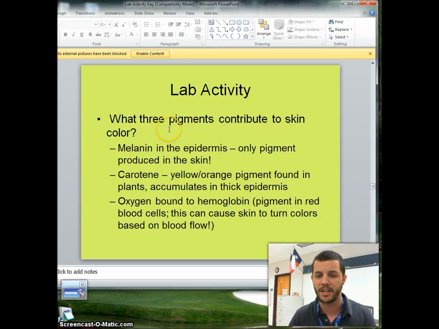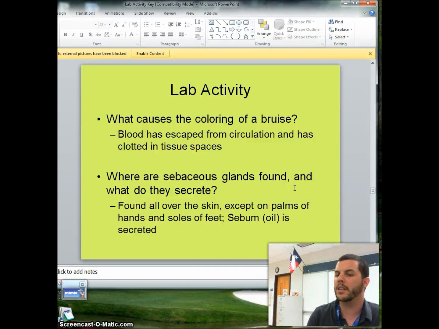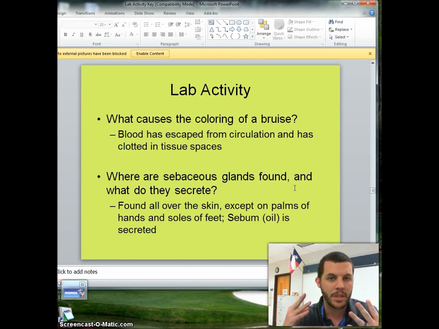Three pigments in the skin. You've got melanin, carotene, and oxygen. Melanin is going to be the only pigment that's produced by the skin. Carotene is found in different plants like sweet potatoes, carrots, all that fun stuff. That gives you a yellowy orange pigment. And then oxygen, which is bound to hemoglobin, can give you kind of a reddish pinkish color. Now, we want to know what causes the coloring of a bruise. When blood escapes from circulation and builds up in your tissue spaces, that is a bruise.